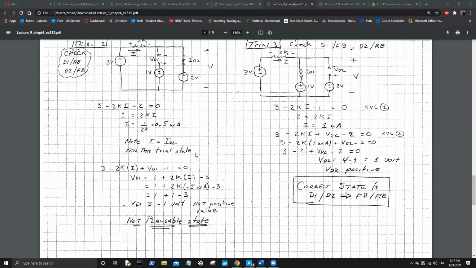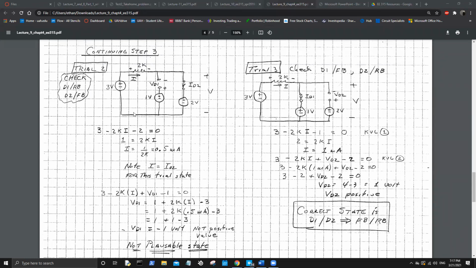I am kind of confused on how he does it when he turns them off, because for whatever reason, I'm trying to look at what he does. He draws where it is. It's just an open circuit, I mean, an open circuit. Well, not in that part. I'm talking about in the KVL equation. Let's go down, so right under his same note, I equals D2 for the trial state. You see the 3 minus 2kI plus VD1. I guess we're just going to do the voltage across the diode. He's solving for VD1, it looks like. Yeah, which I guess makes sense.